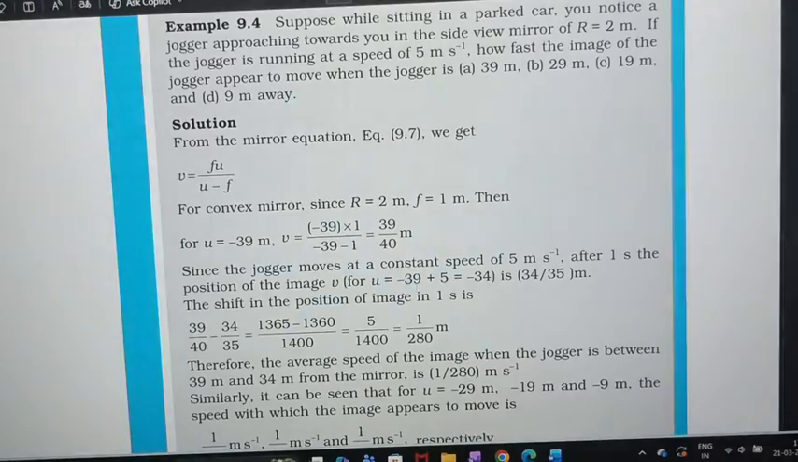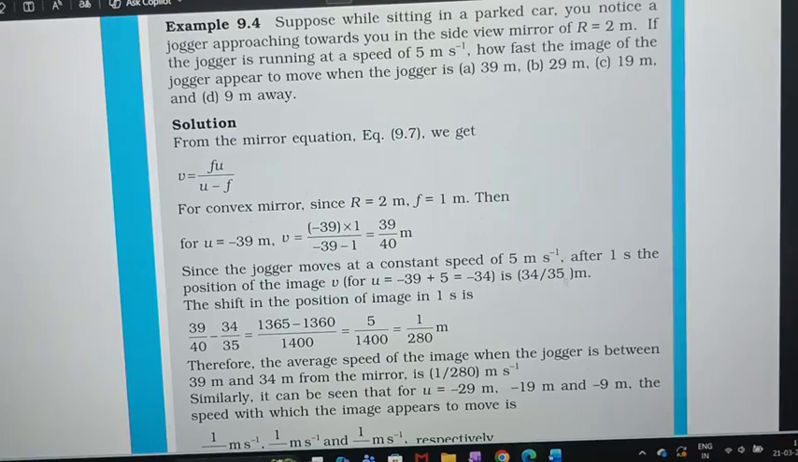So initially, he was at this particular position. Then he moved 5 meter further. So I have added it. Now this is his position. Now this will become your u. With this you calculate v now. Same formula only. U is negative 34, so negative 34 into 1, over negative 34 minus 1. So negative 34 minus 1 will become negative 35. Negative 34 by negative 35. Negative negative will get cancelled. You will get 34 upon 35.